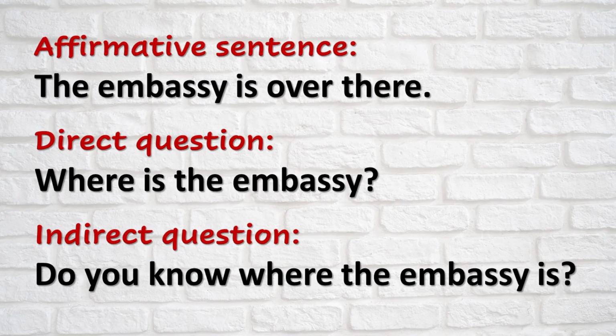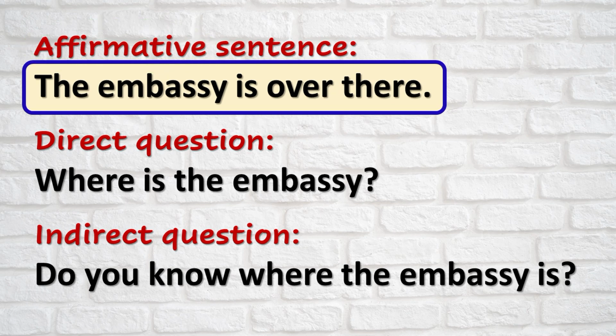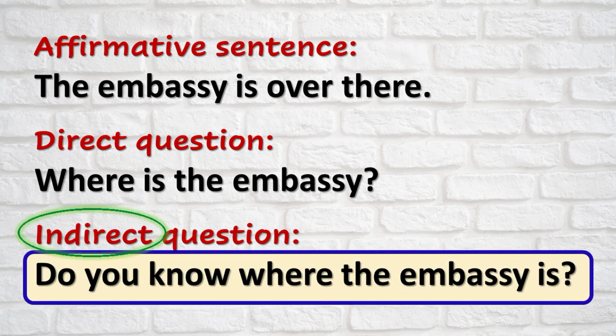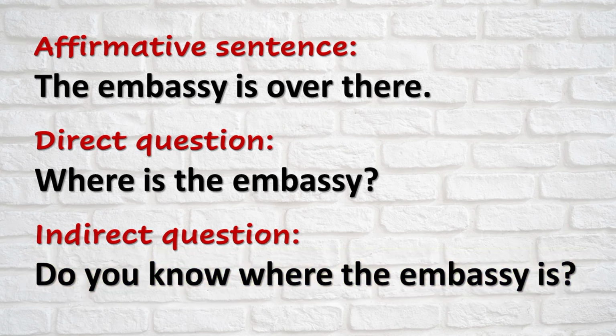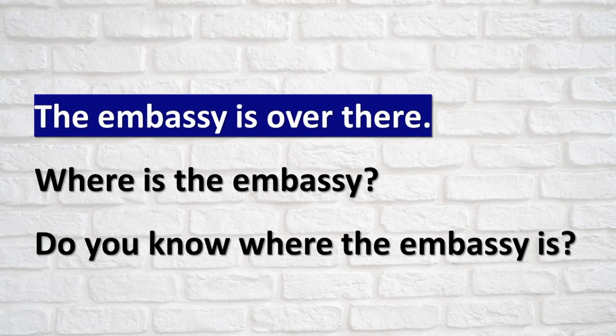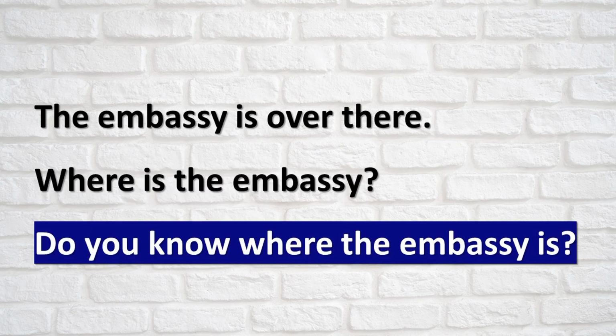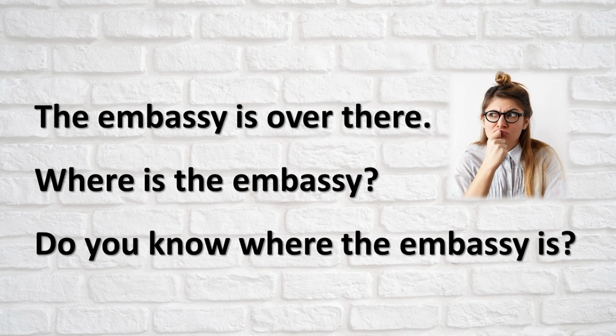Okay, to better understand indirect questions, let's look at another example. First, look at this sentence in the affirmative. The embassy is over there. Here is a direct question. Where is the embassy? And here is an indirect question. Do you know where the embassy is? The embassy is over there. Where is the embassy? Do you know where the embassy is? Do you notice anything in particular?